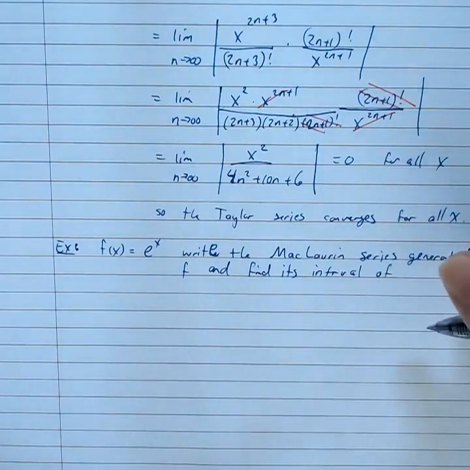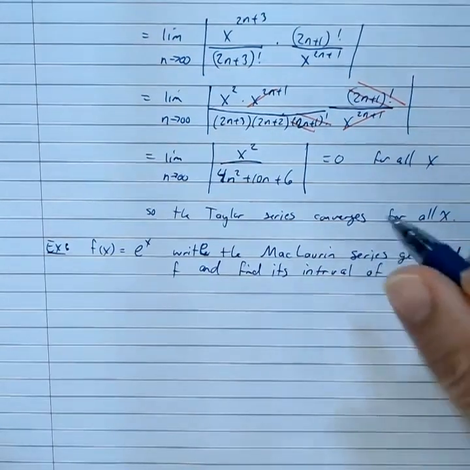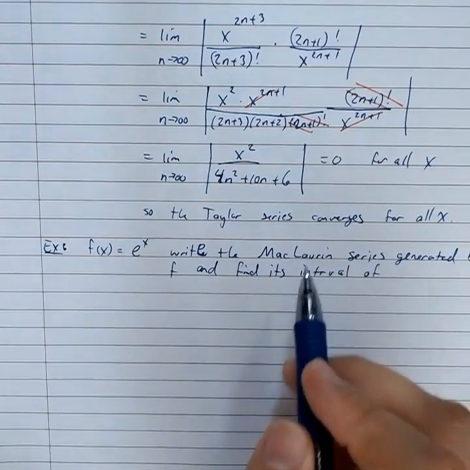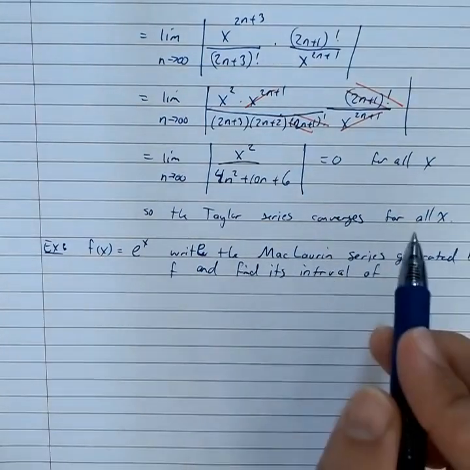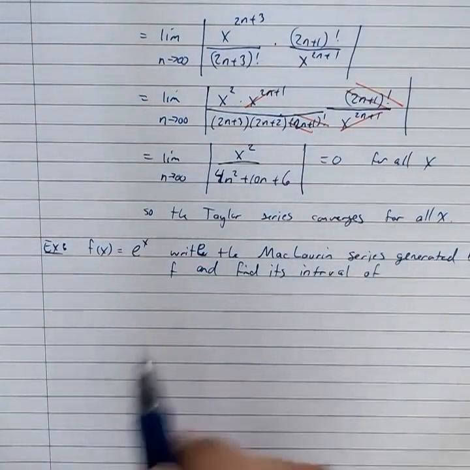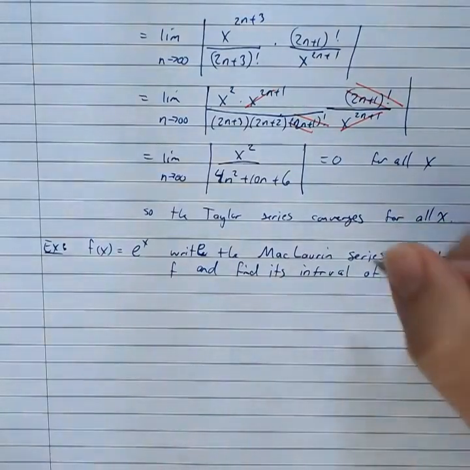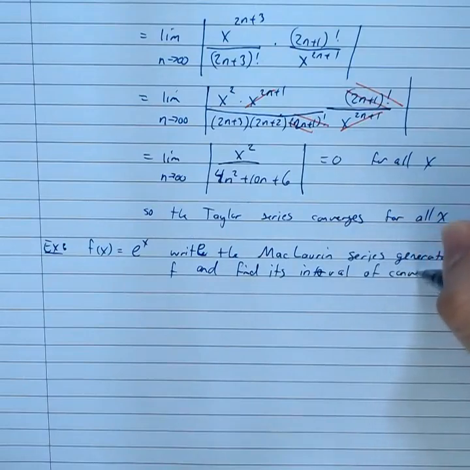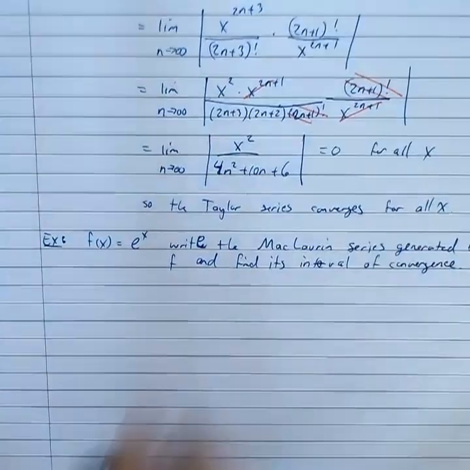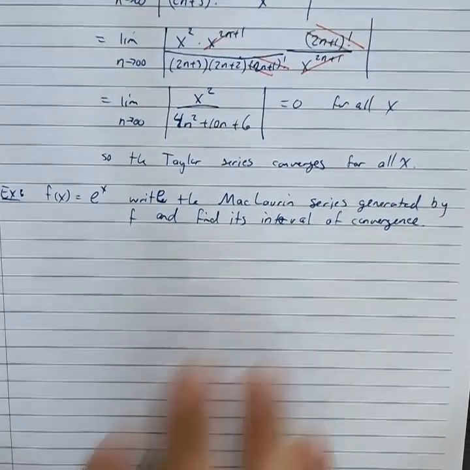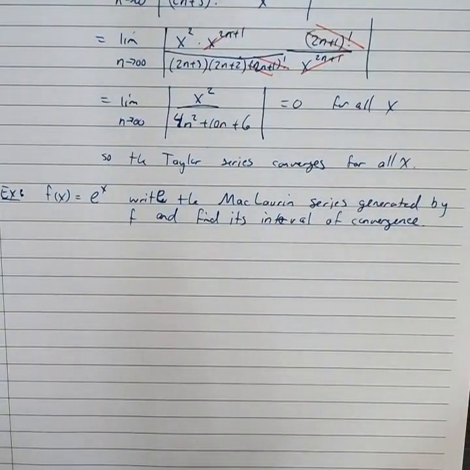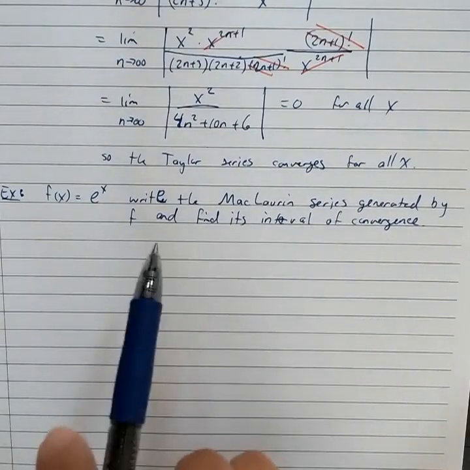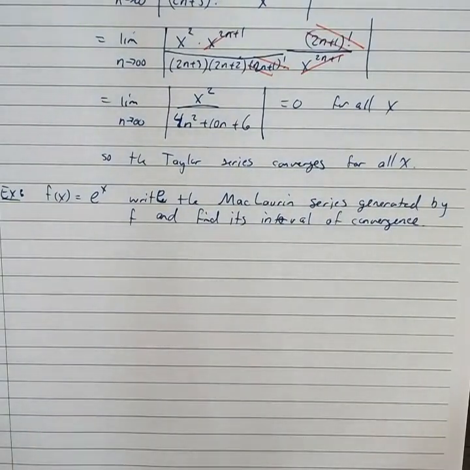Remember, there's only 3 possibilities. It either converges only at its center, since it's a Maclaurin series, that would be 0. It converges for all real numbers, or it converges in some interval from -1 to 1 or from -5 to 5 or something like that. So go ahead and give that a try. Pause the video and generate the Maclaurin series using f and find the interval of convergence. When you're done with both of those tasks, unpause the video and we'll go through it together.